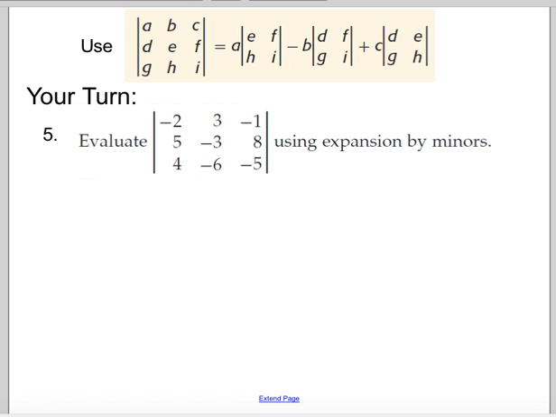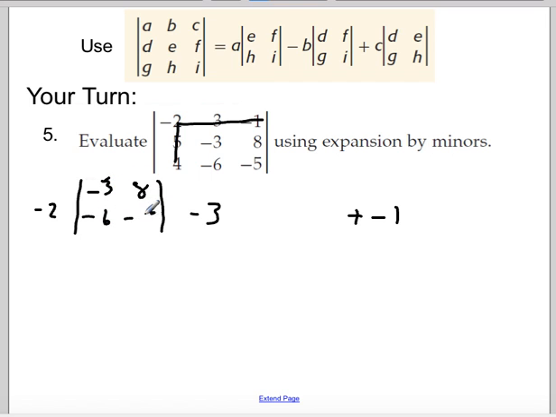We're supposed to write down the first row using expansion by minors, so negative 2. It's got to be a minus 3, and then plus a negative 1. So if I do this one, what's left? Negative 3, 8, negative 6, negative 5. So then I can go ahead and draw my line now on the 3 there. What's left? 5, 8, 4, negative 5.